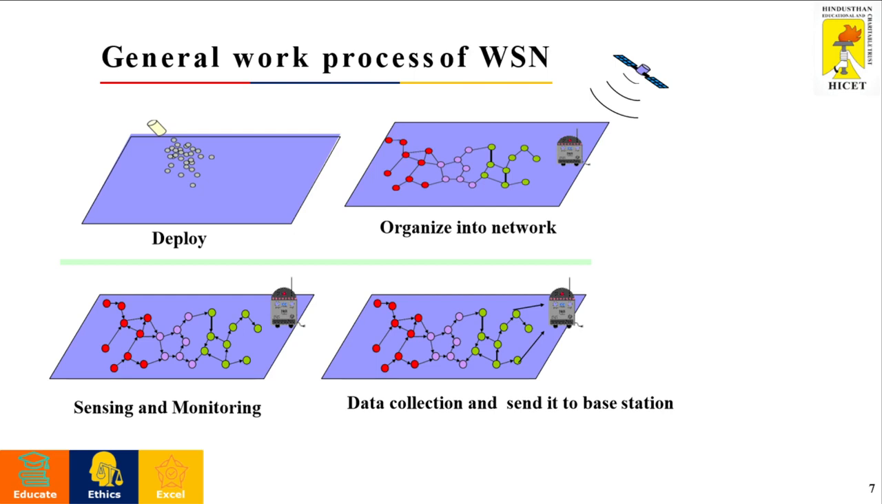Second is the general work process of WSN. The figure clearly shows how the sensor nodes have been deployed, and second, the sensor nodes organize into a network for sensing and transmitting the information. So sensing and monitoring, and in the third figure, all this sensed information will be sent to the base station. The data collection is sometimes called data aggregation, because all the sensor nodes aggregate the data and send it to the base station.